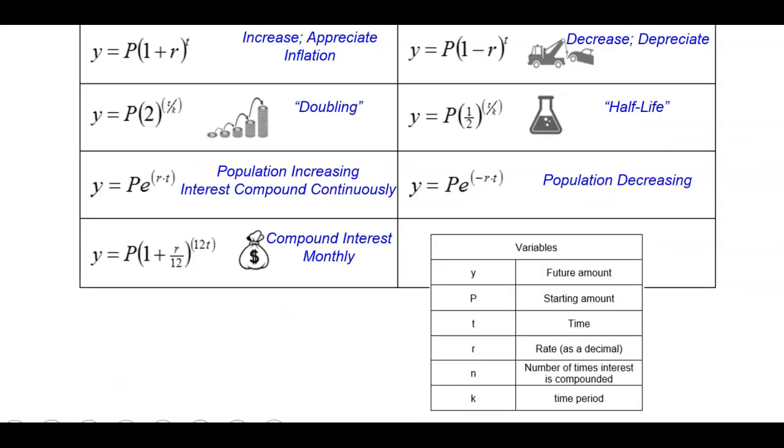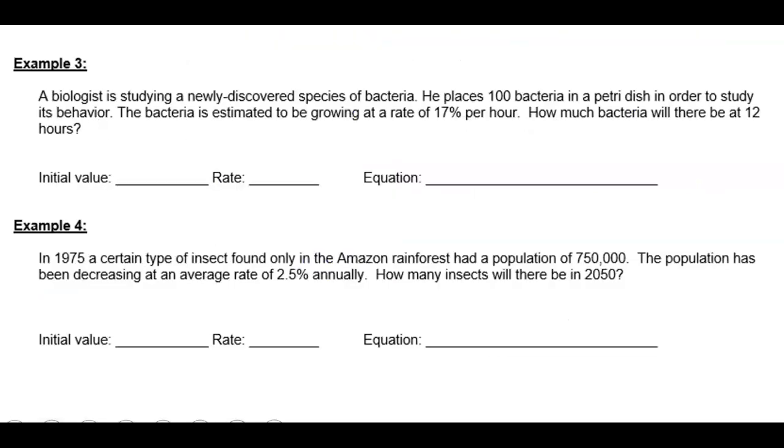Now, these are the formulas we're going to be able to use. So let's look at example 3. It says, a biologist is studying a newly discovered species of bacteria. He places, by the way, this is a population. Usually you think of people, but bacteria is still a population. He places 100 bacteria in a petri dish in order to study its behavior. The bacteria is estimated to be growing at a rate of 17% per hour. How much bacteria will there be in 12 hours?